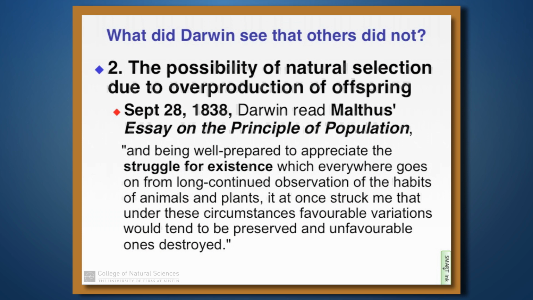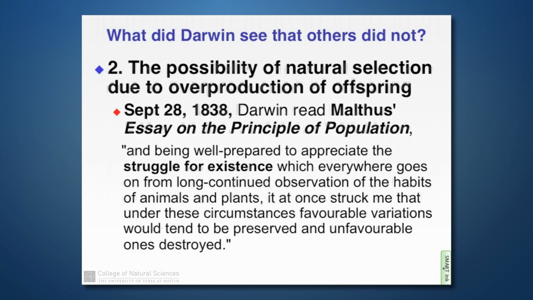The other thing that Darwin realized was that natural selection would be a natural consequence of the overproduction of offspring by organisms. He was led to this not by anything biological, but by reading an economic paper by Malthus called the Essay on the Principles of Population. What Malthus said was that human beings would always be in trouble in terms of having enough to go around, because their populations would always exceed the resources available to them.